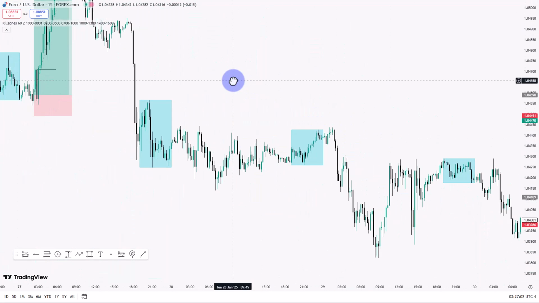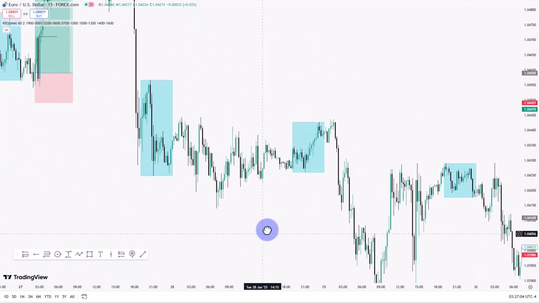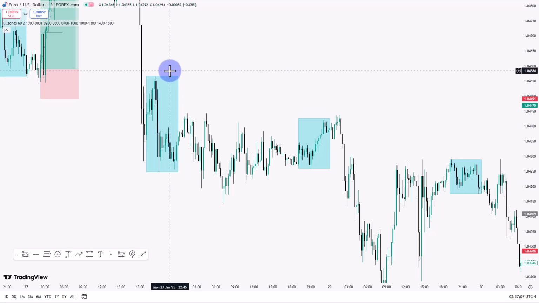Okay, again we see another example. So this was a day, again the Asian session for me, it's too large, I'm not going to be doing anything here. However, price manipulated, but it didn't go anywhere. So let's see another one here.